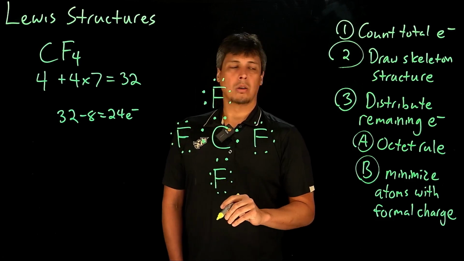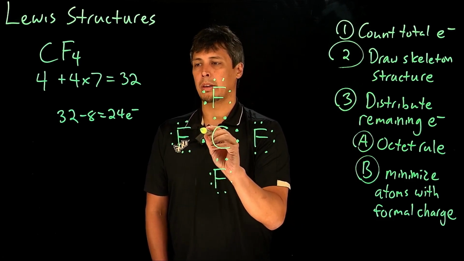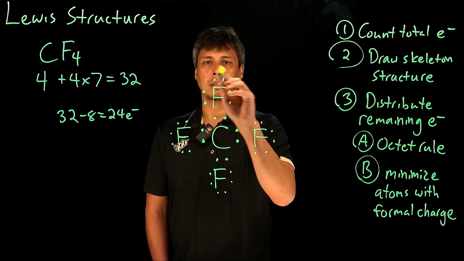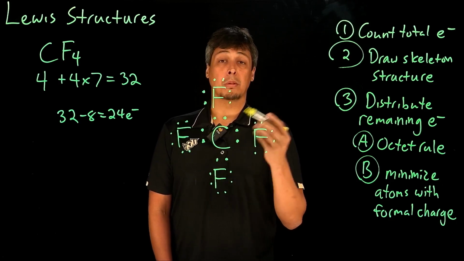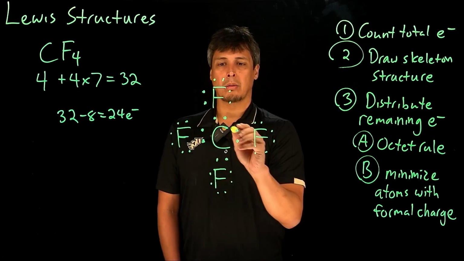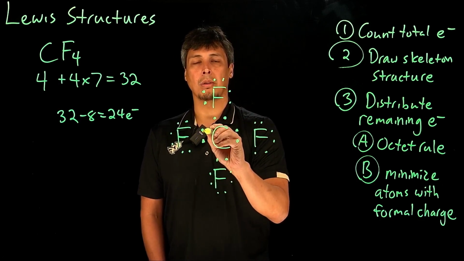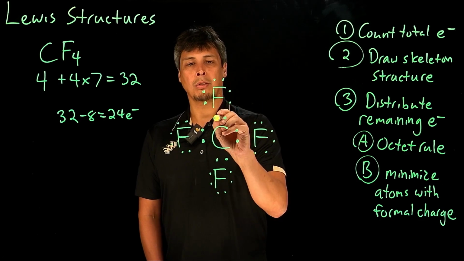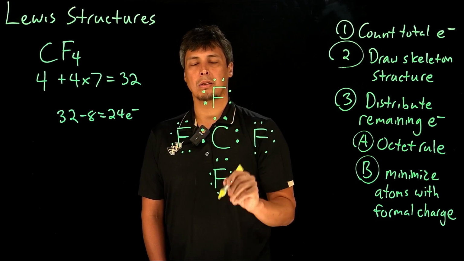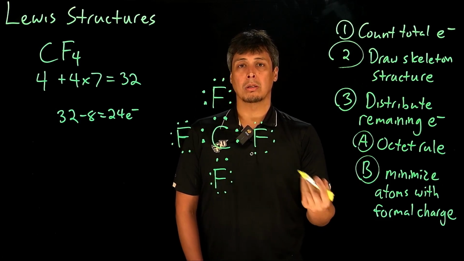Okay, and so we've now distributed the remaining electrons. We have 32 showing: 2 plus 6 is 8, 8 times 4 is 32, so we've accounted for all the electrons. Now remember, we didn't add any to the carbon, so the carbon still follows the octet rule, as does each fluorine atom. Each fluorine has 8 electrons surrounding it, and that's true for all of them. And we don't have any formal charge on any of the atoms.